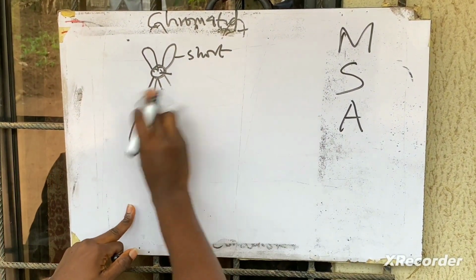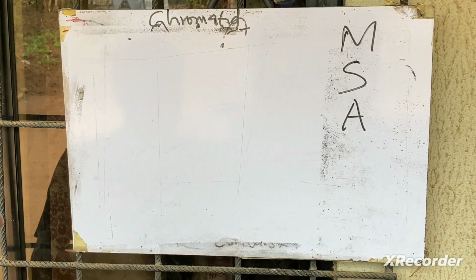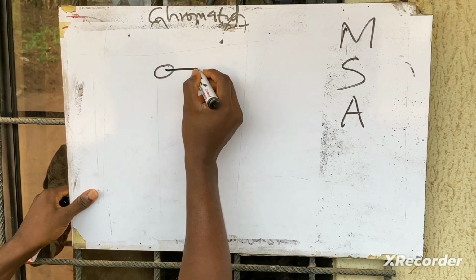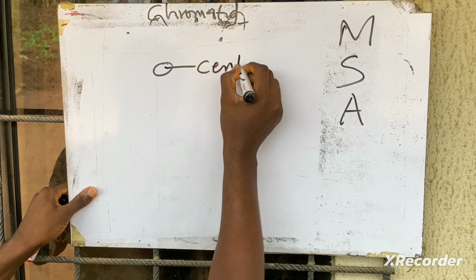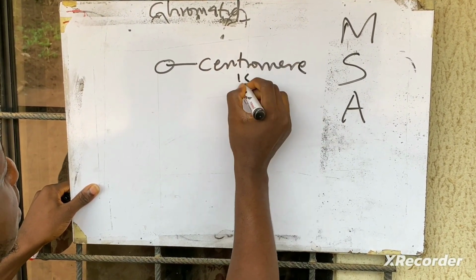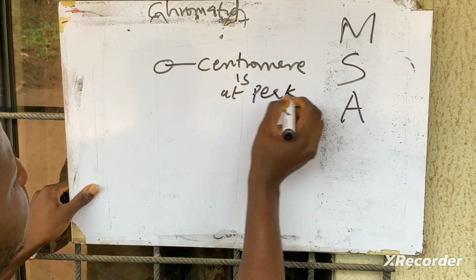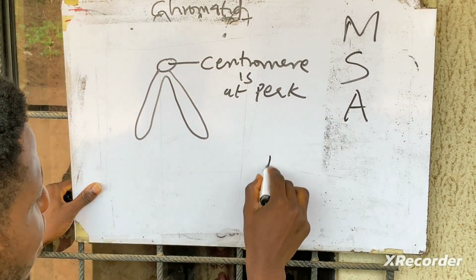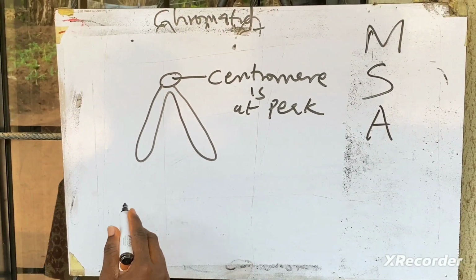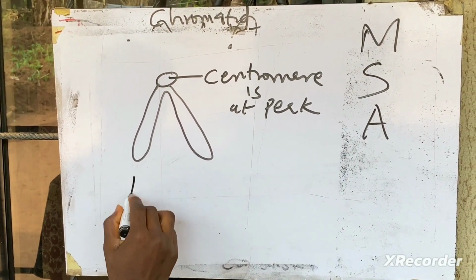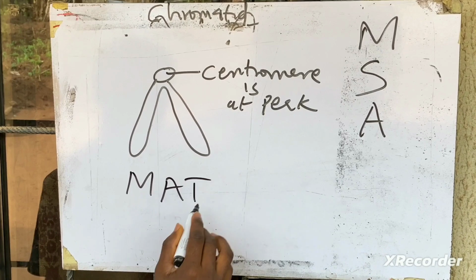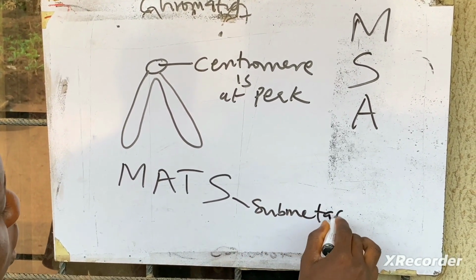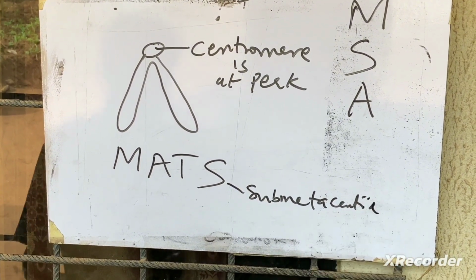Then the last but not the least, we have the telocentric. In this one, the centromere is already at the peak. So these are the different types of chromosomes we have. Like I said, the main types of chromosomes we have are M, A, and T. But in some cases you can include S, which is submetacentric. So that is all we have for types of chromosome.